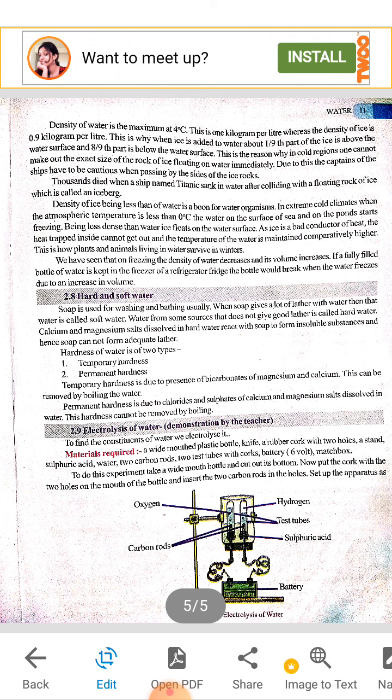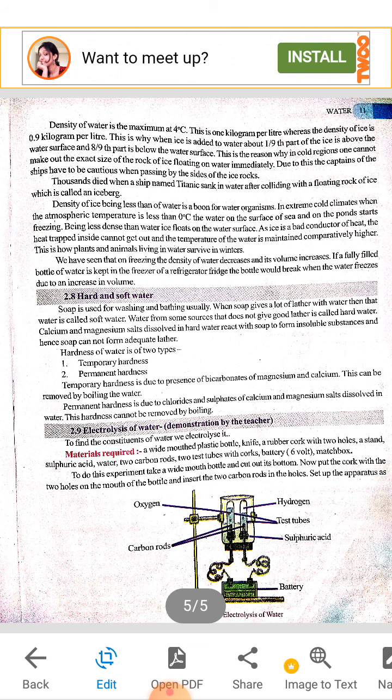Calcium and magnesium salts dissolved in hard water react with soap to form an insoluble substance, and hence soap cannot form adequate lather. And why is hard water not able to form lather? Because calcium and magnesium salts are present in it.